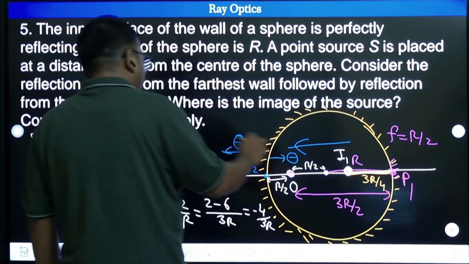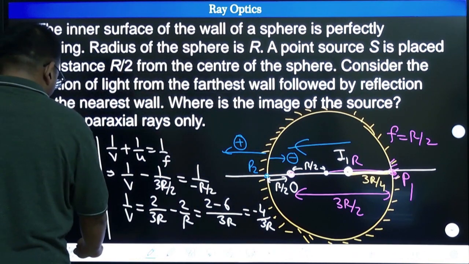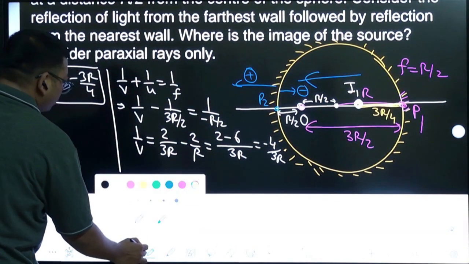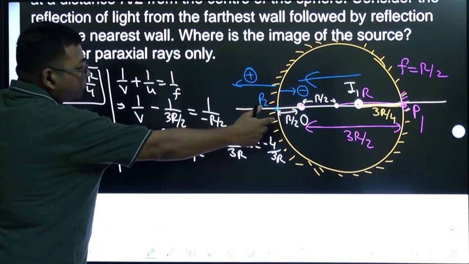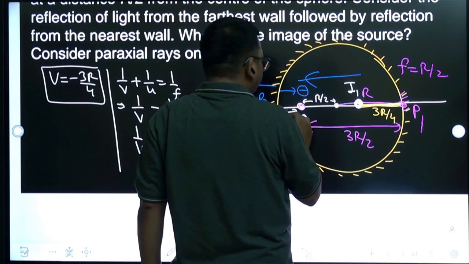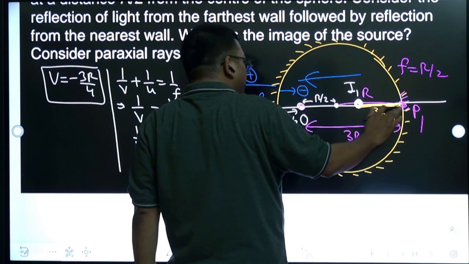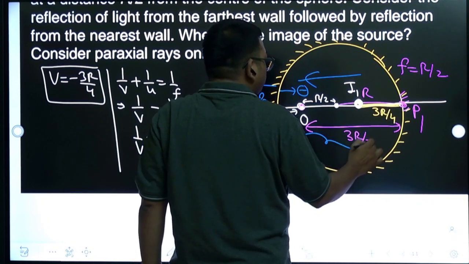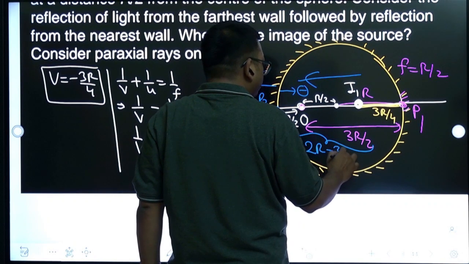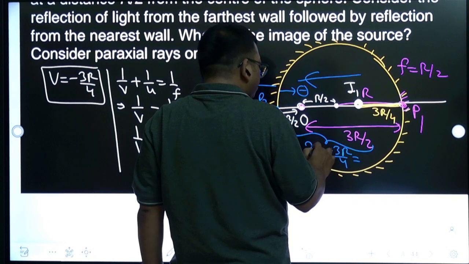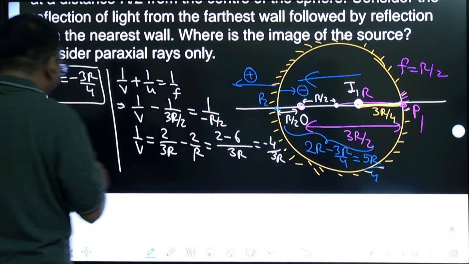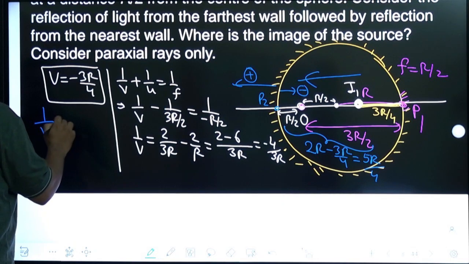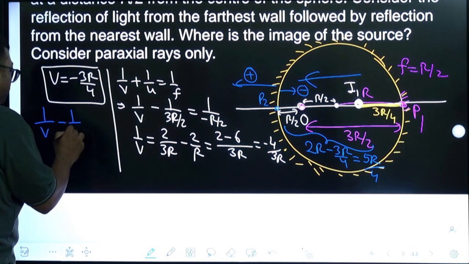This is the pole, the second pole. Now do this calculation for the second pole. Quick calculation you can do. For this, the object distance is going to be negative. Tell me how much this distance will be, because this is 3r by 4 and the total is the diameter, which is 2r. That distance will be 2r minus 3r by 4, which is 8 minus 3, so 5r by 4. So 5r by 4 in the negative direction. Now you substitute in 1 by v plus 1 by u, where the object distance is going to be negative 5r by 4.